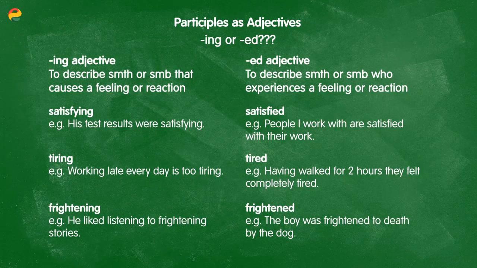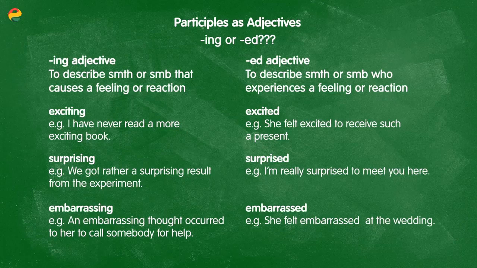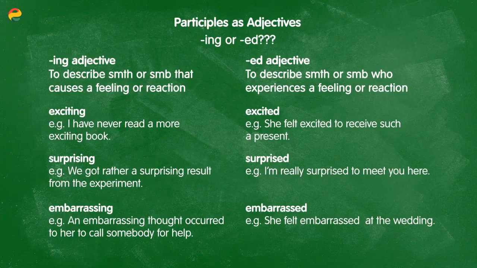Also, frightening versus frightened. For example, in the sentences, he liked listening to frightening stories. Here, he's describing the stories. Or the boy was frightened to death by the dog. Here, it's the boy that is frightened, the subject. Now, the words exciting and excited. For example, I have never read a more exciting book. Here, I am describing my thoughts about the book. Or, she felt excited to receive such a present. Here, I am describing her feelings about the present.